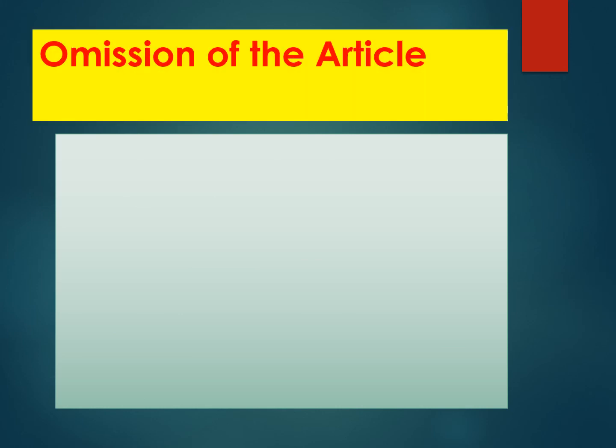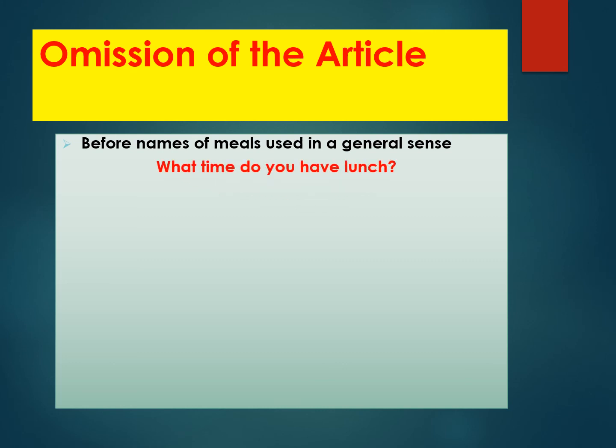Article is omitted before names of meals used in a general sense. Example, what time do you have lunch? So here the noun lunch is a name of meal. It is used in general sense. So article is omitted before the noun lunch.